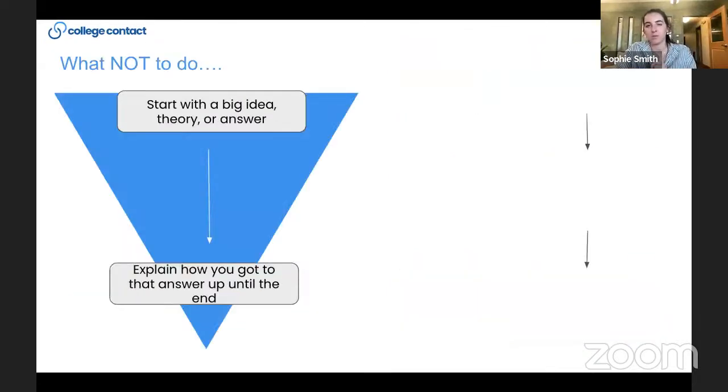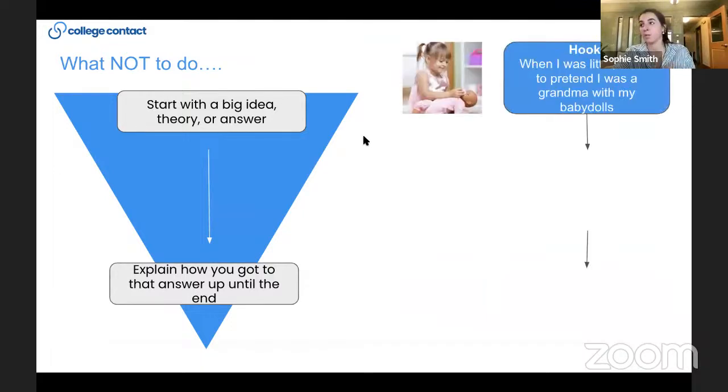So I hope that makes sense. Let's do a few more examples. This is an example of what you wouldn't do, what most of you have been doing in the essays I've been reading recently. So, "When I was little, I used to pretend I was a grandma with my baby dolls." She tells us the answer right away, right? This is how a lot of y'all's essays are starting. Right off the bat, it's cute. I'll keep reading it, but I'm not that intrigued, right?